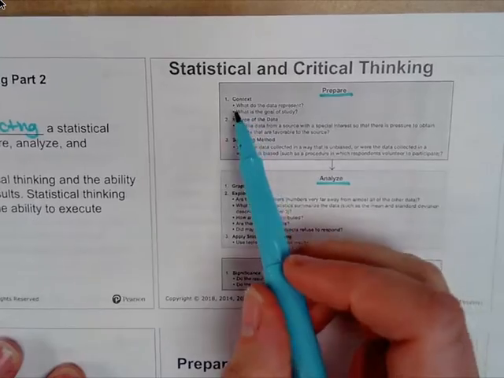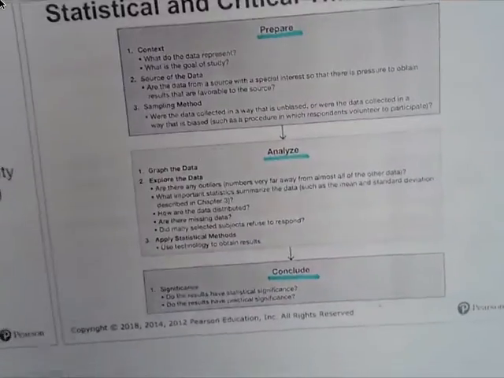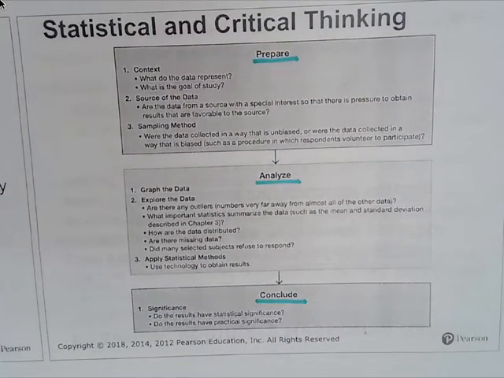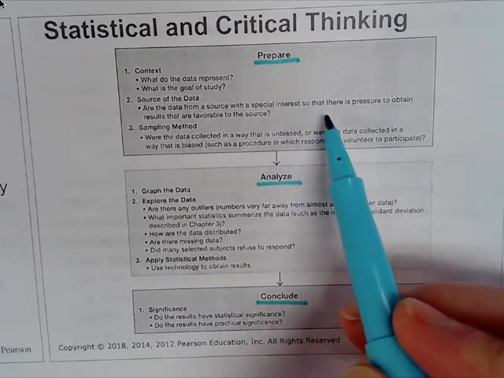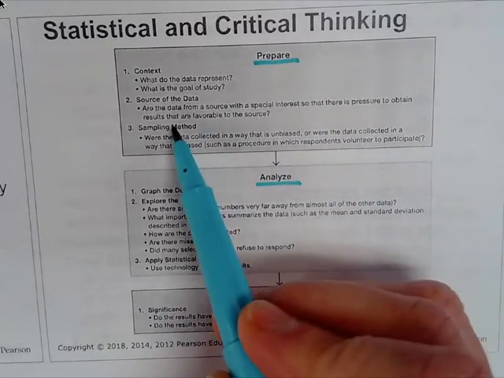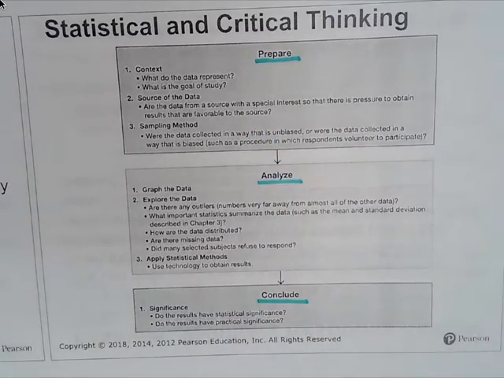So let's look at what prepare goes through. It says context: what does the data represent, and what is the goal of the study? Source of the data: are the data from a source with a special interest so that there is pressure to obtain results that are favorable to the source?